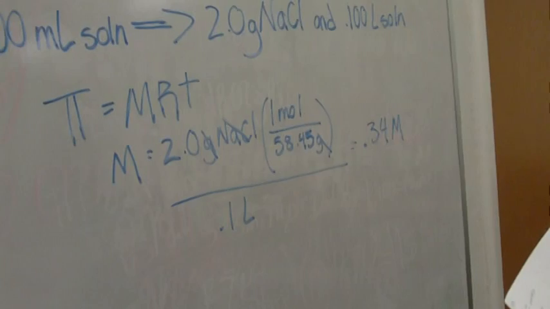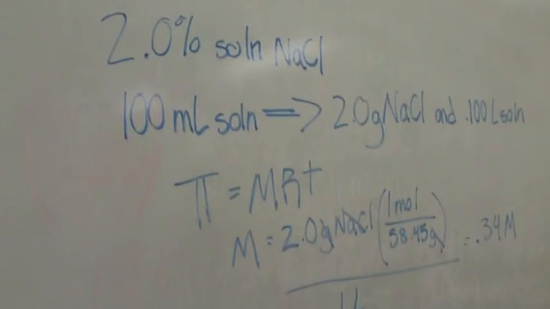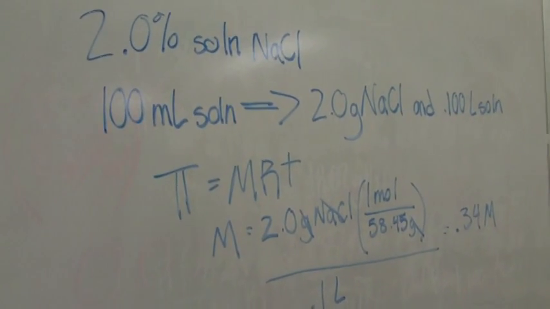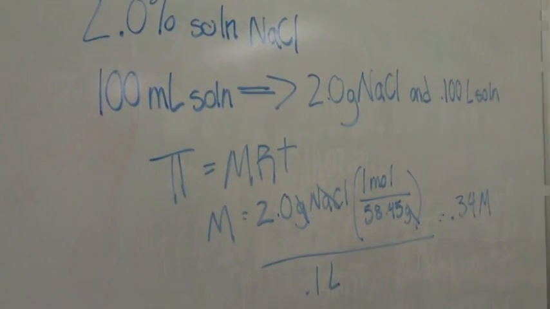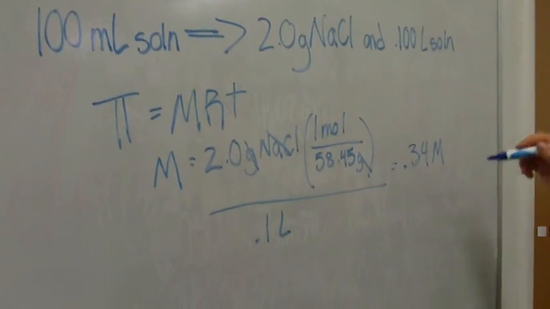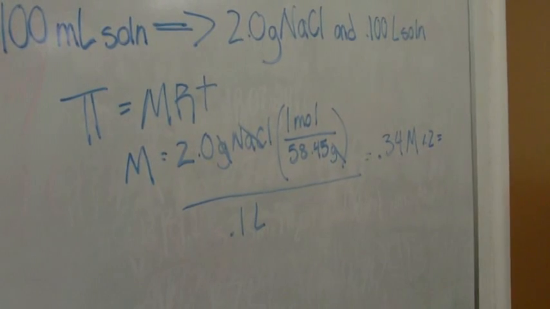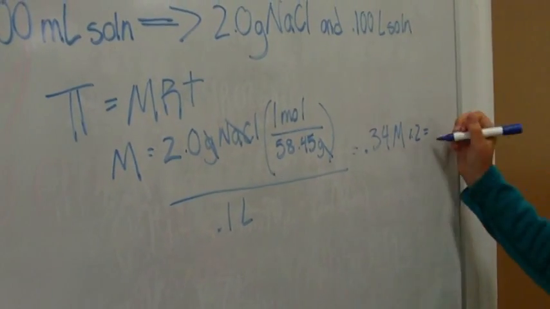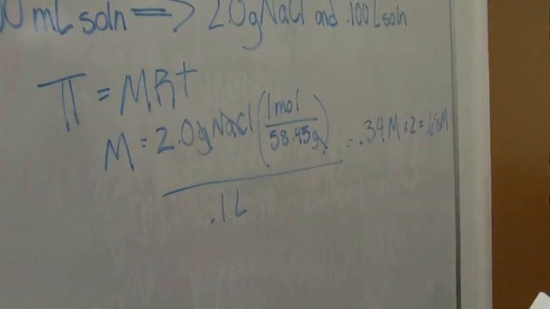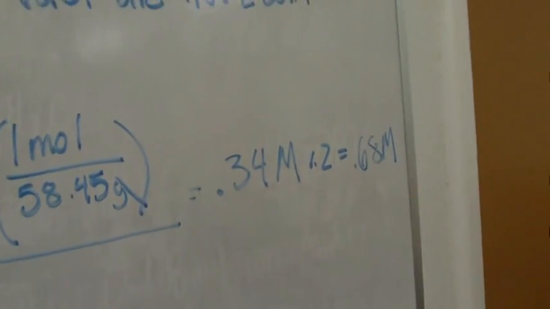An important assumption here is we're working with NaCl, and so that's going to dissociate, and that's going to give us 2 ions. So what that means is this is going to double by 2 because we have dissociation into 2 ions. So times that by 2, and we get 0.68 molarity.